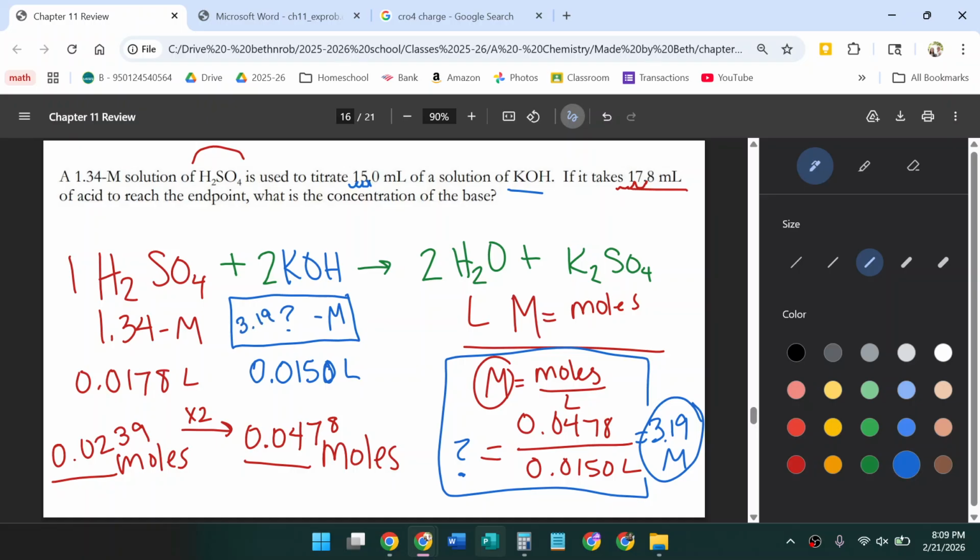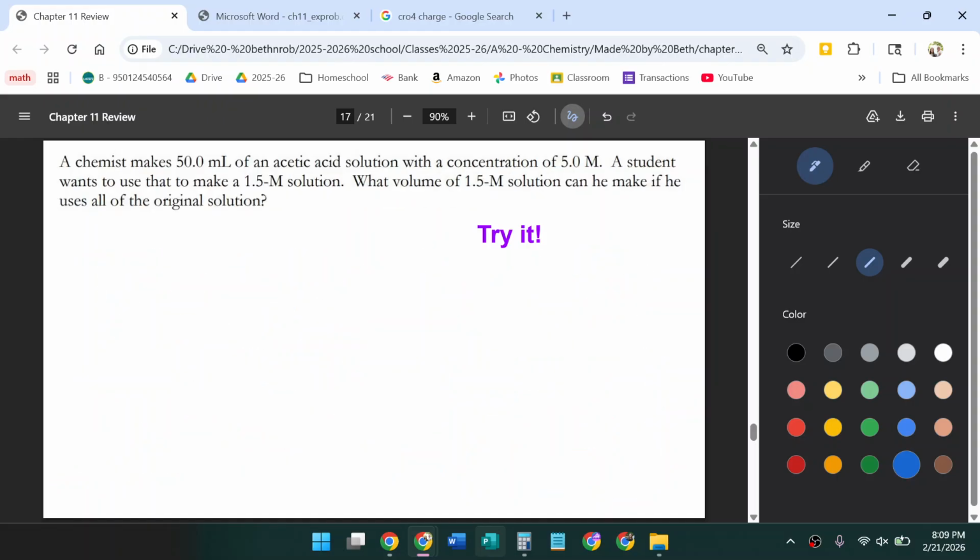And all we did was we set up an equation, we balanced the equation, we used things we knew about acids and bases and ionic formulas to do that, and then we just used our molarity formula several times to process this. All right, the next one says a chemist makes 50 milliliters of an acetic acid solution with a concentration of 5 molarity. A student wants to use that to make a 1.5 molarity solution. What volume of 1.5 molarity solution can he make if he uses all of the original solution? This one's number 9 from the extra problems.